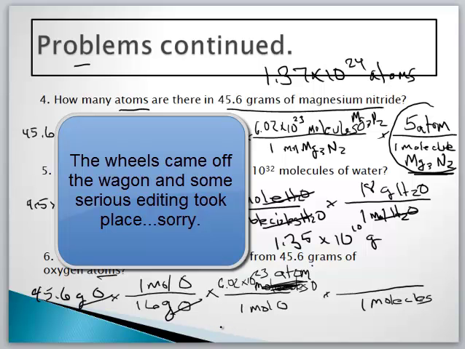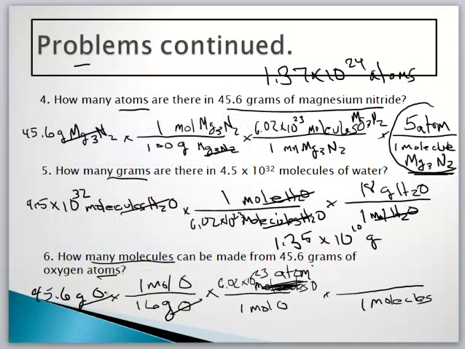Alright, let's walk through this problem one last time. We're starting with 45.6 grams of oxygen, and this is oxygen atoms. So there's 16 grams of oxygen atoms per mole of oxygen atoms. 1 mole of oxygen atoms contains 6.02 times 10 to the 23rd atoms of oxygen. And then what we can say is that there are 2 atoms of oxygen for every molecule of O2.